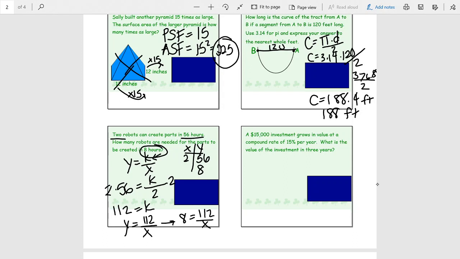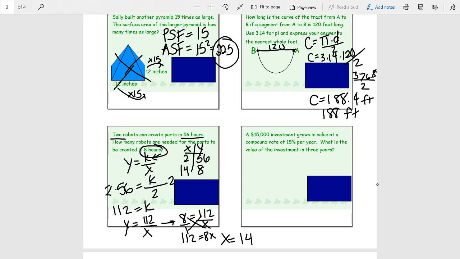Well, lots of ways to solve this. I would probably set it up as a proportion and say 112 equals 8x, divide by 8, and we see that x equals, well, go ahead and do that division if you haven't already, and you would see that there are 14 robots that we would need for those 8 hours. So we'd have to increase our number of robots quite a bit to be able to get it down to 8 hours.